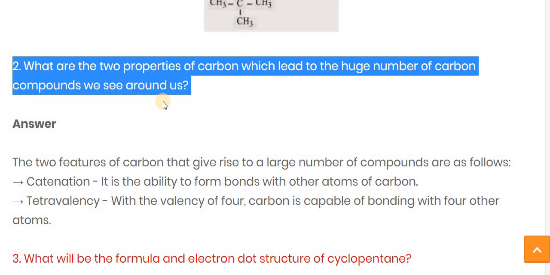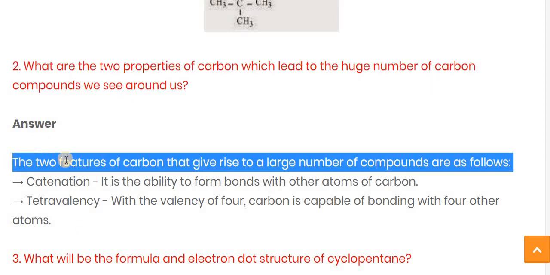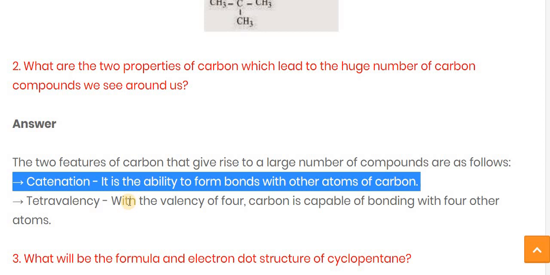And the other property is tetravalency, which means in the outer orbit carbon possesses 4 electrons, and these 4 electrons are capable of bonding with 4 other elements or 4 other atoms. Carbon possesses this kind of unique property. Due to this property, it is able to make a huge number of carbon compounds that we can see around us. So the answer is, the two features of carbon that give rise to a large number of compounds are as follows. The first one is catenation.